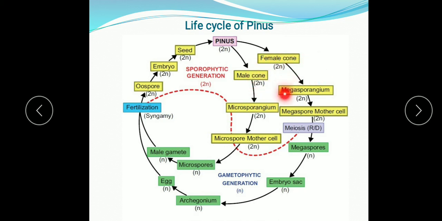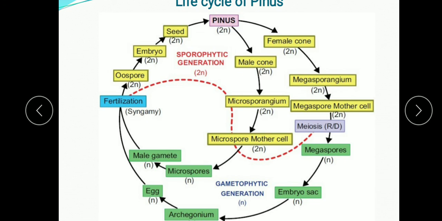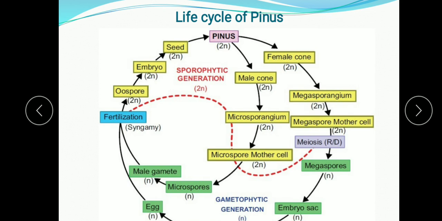This female cone has megasporangium, and the male cone is made up of the microsporangium, and you see they are in the diploid condition, because they will form the spores. These spores will be haploid. Now the megasporangium develops the megaspore mother cell. This megaspore mother cell undergoes meiosis and forms the megaspores. Microsporangium has the microspore mother cells. These microspore mother cells, after meiosis, form the microspores.